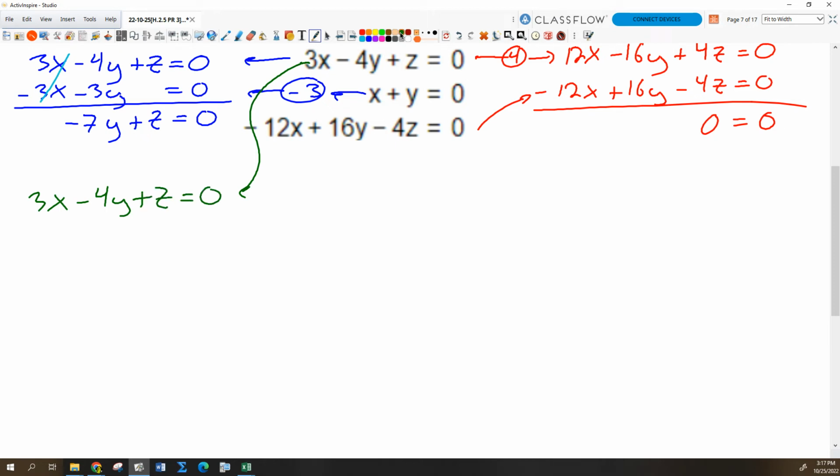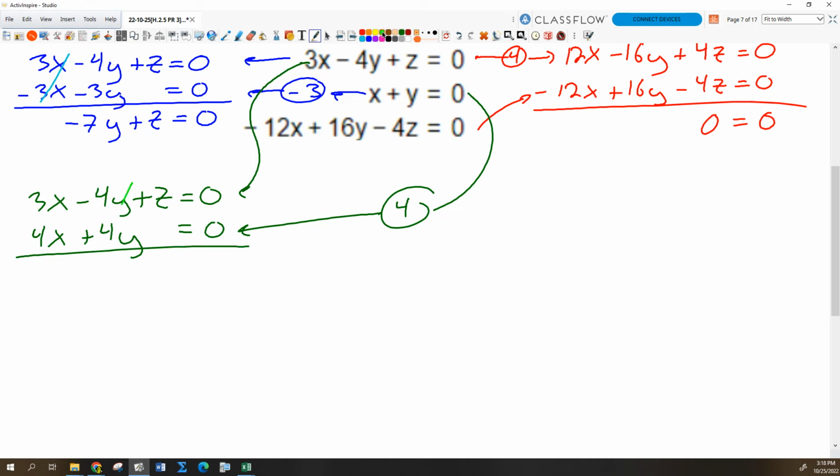If I want the y's to cancel, what would I multiply the second one by? By 4. Good. So I'll multiply this one by 4, and I get 4x plus 4y equals 0. Add those up. The y's cancel, and I get 7x plus z equals 0. Now what's common in both of those is z.